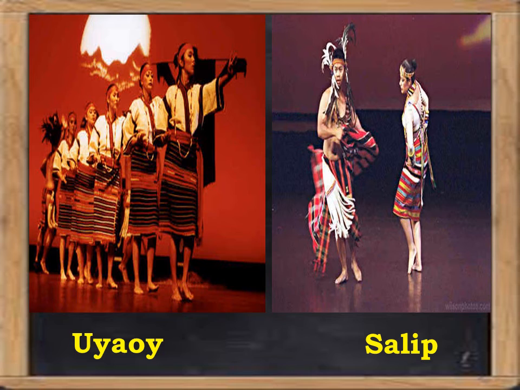Second, we have the Salip dance. Salip is a Kalinga dance in which a warrior is depicted claiming his bride by giving her a matrimonial blanket. The woman then balances several clay pots on her head and follows the man, an action expressing submission. The man's actions resemble those of a courting rooster. Those are some examples of the Cordillera dances.